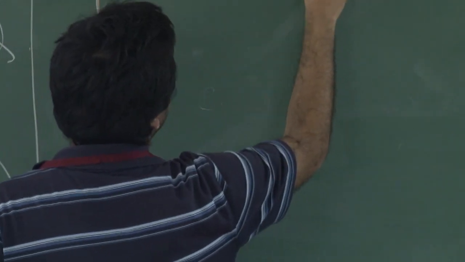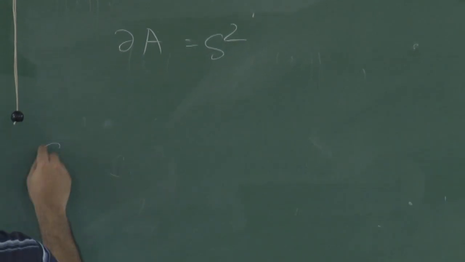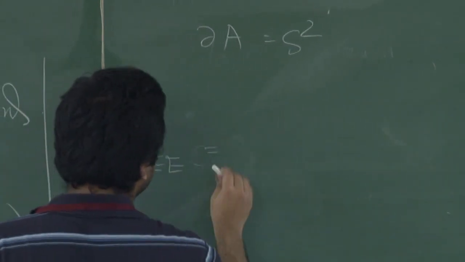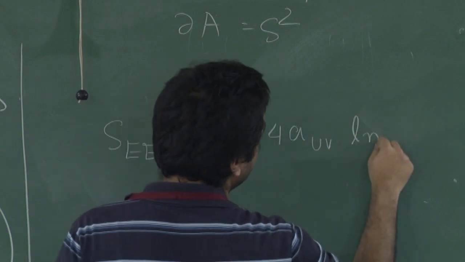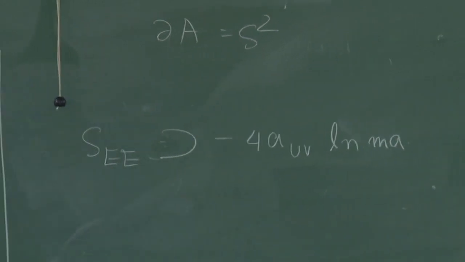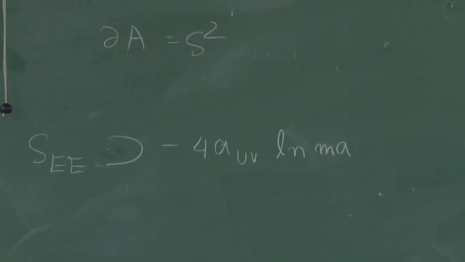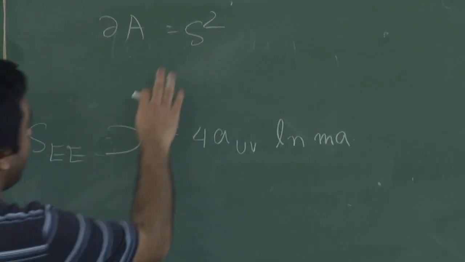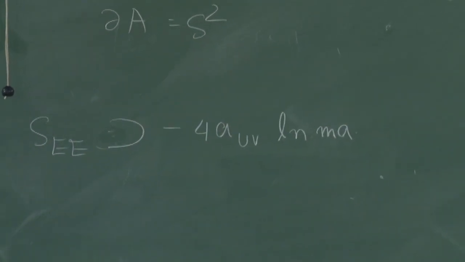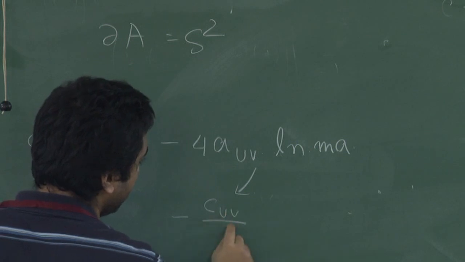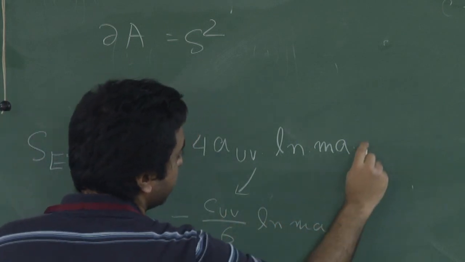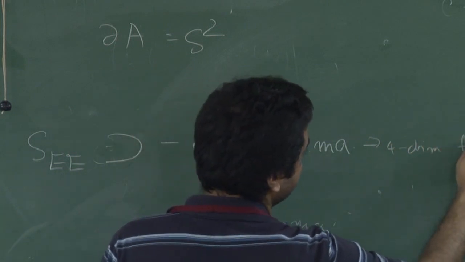So the full expression is actually known for any geometry, but if you take this to be a sphere, then the thing simplifies, and what you get is just, let me write it in this form. So this is one of the universal terms which you will have in the entanglement entropy, when the entangling surface is a sphere, and this term is exactly similar to what we had there, which is CUV over 6 log m times a. So this is in 4 dimension for a sphere.